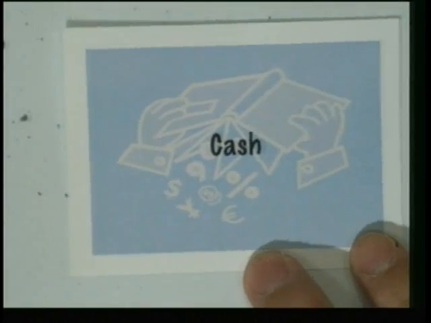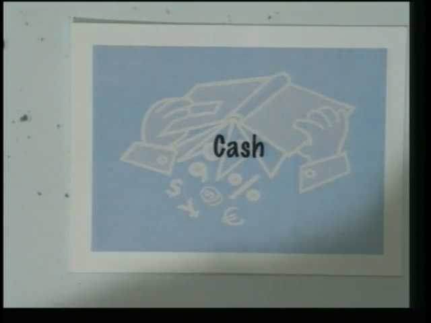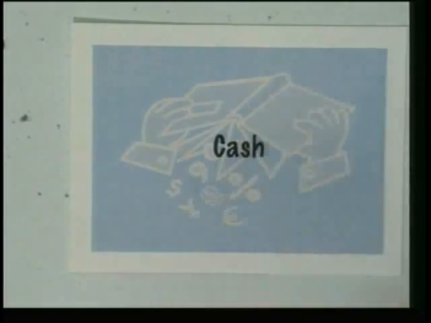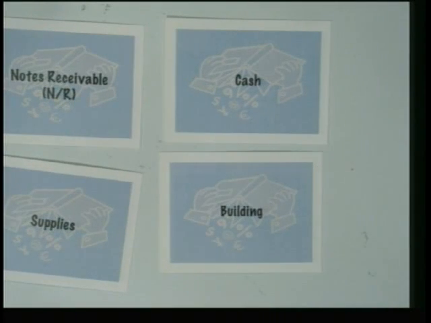Okay? Now, for example, here's one I made for cash, and I'm not just going to do a flashcard for assets. I'm going to do this for all sorts of assets. I'm going to do it for cash. I'm going to do it for buildings. I'm going to do it for notes receivable. I'm going to do it for supplies. Are those not all assets? Okay. Here's what I'm going to do.